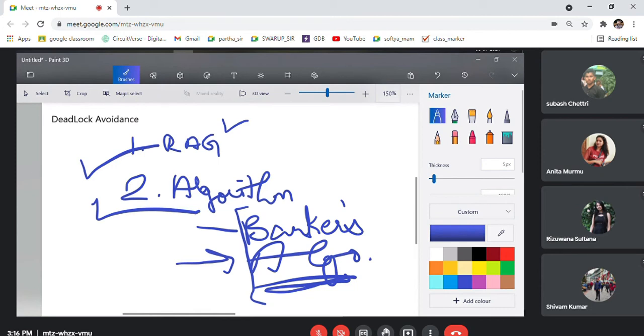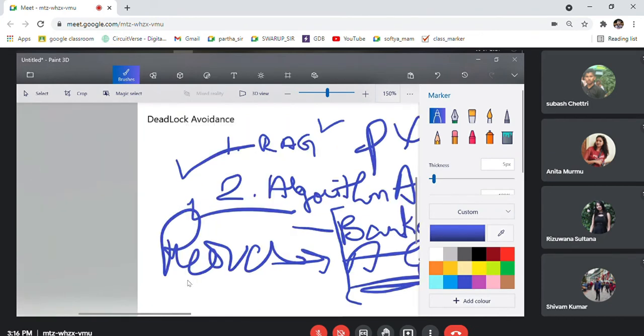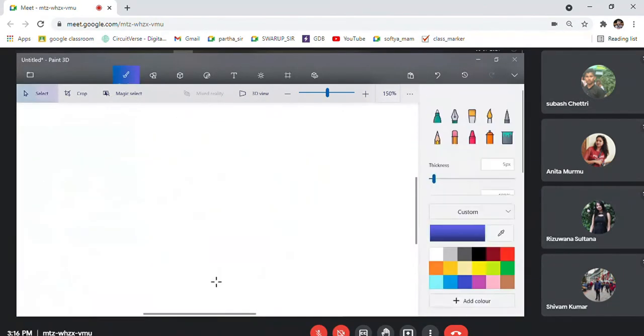How do we recover from deadlock? Okay, so now we tried to prevent deadlock, it did not work. We tried to avoid deadlock, we could not avoid it. So now deadlock has occurred. So how to recover from deadlock? That is what we are going to study now.